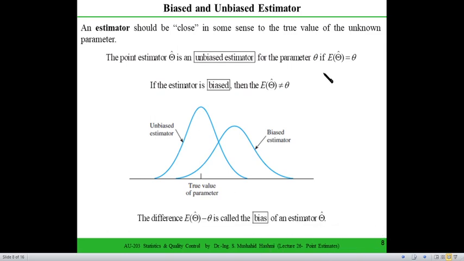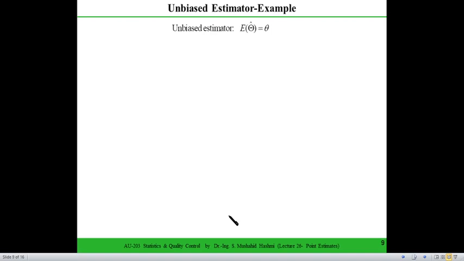And the difference between the expected value of the point estimator and this parameter is called the bias of an estimator. Once this bias is equal to 0, you end up with this condition, and your estimator would be called an unbiased estimator. Otherwise, it would be called a biased estimator.